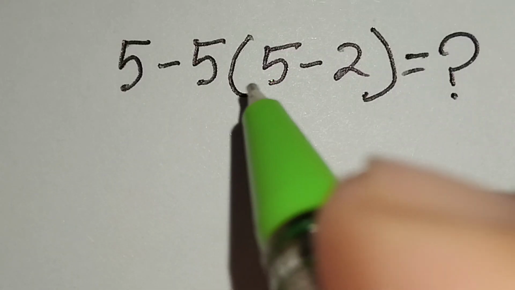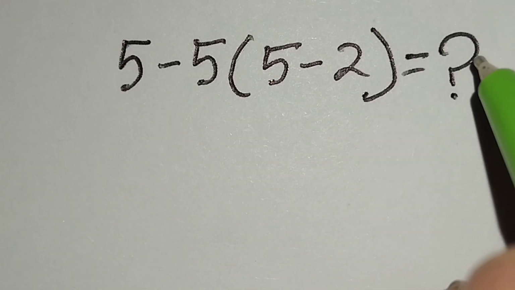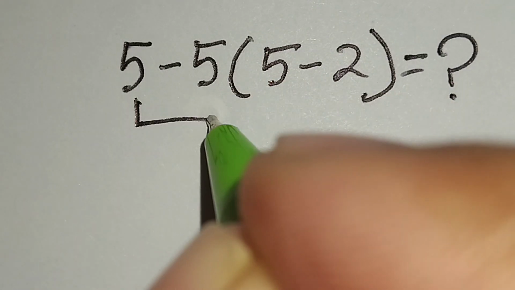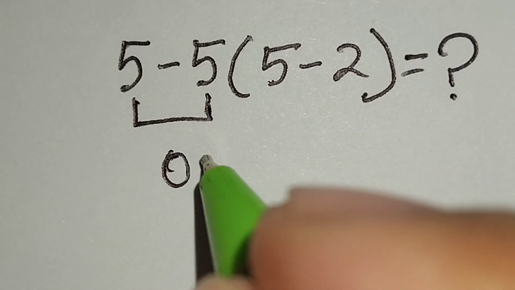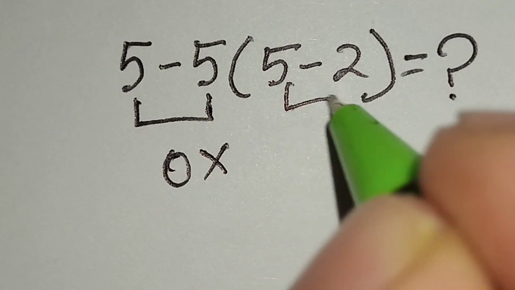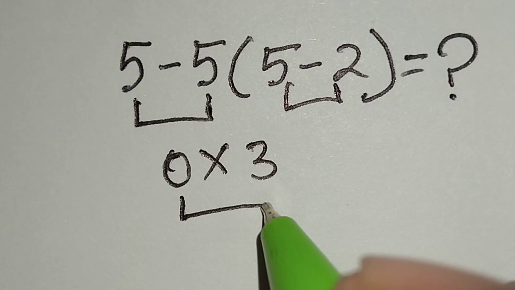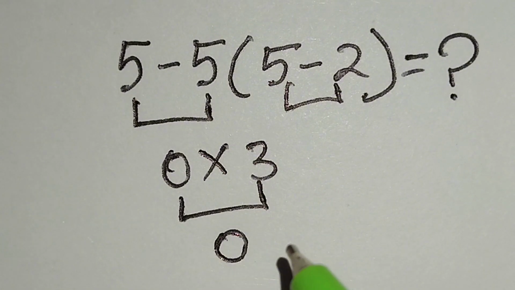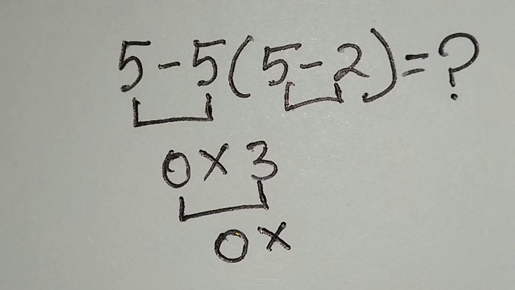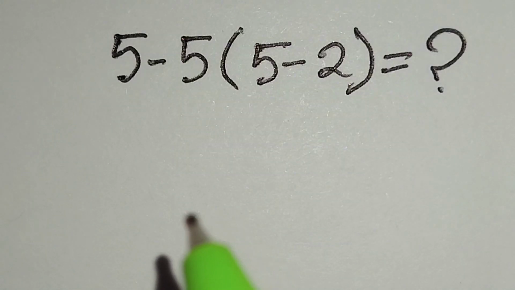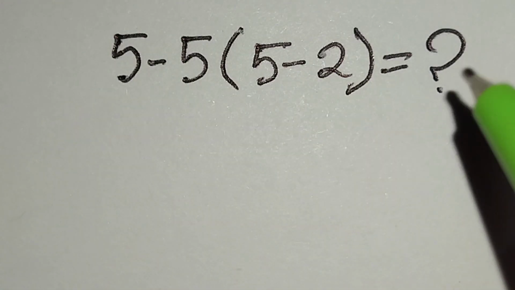5 minus 5 bracket 5 minus 2 is equal what? Here 5 minus 5 gives us 0, multiply 5 minus 2 gives us 3. 0 times 3 gives us 0, but it is not correct. Now I will apply the PEMDAS rule to solve this math correctly.